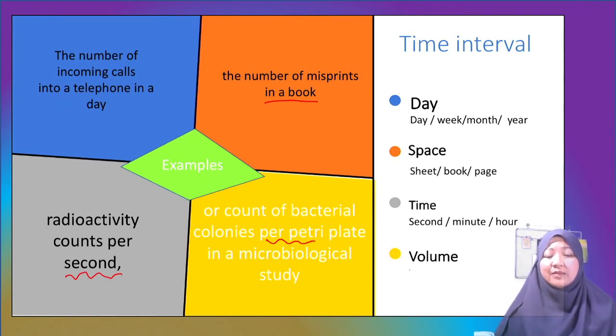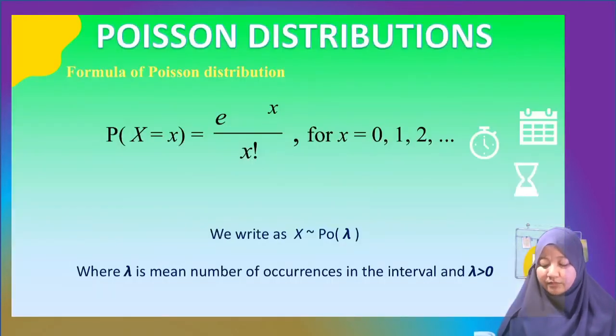So kita nak kenal pasti dia adalah Poisson distribution. Dalam soalan dia ada nyatakan average tersebut dalam sesuatu time interval. Maybe day, maybe book, maybe second, maybe volume. Okay, so dia boleh menggunakan time interval tersebut. Okay, so kita lihat seterusnya formula of Poisson distribution.